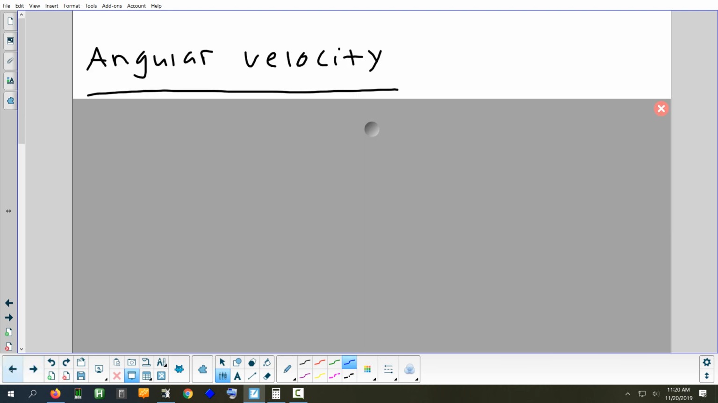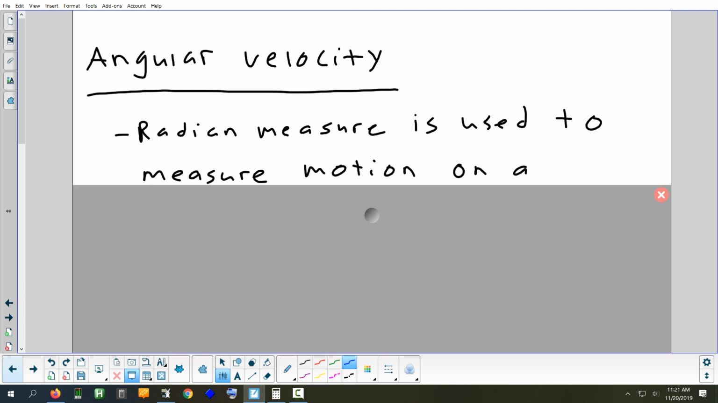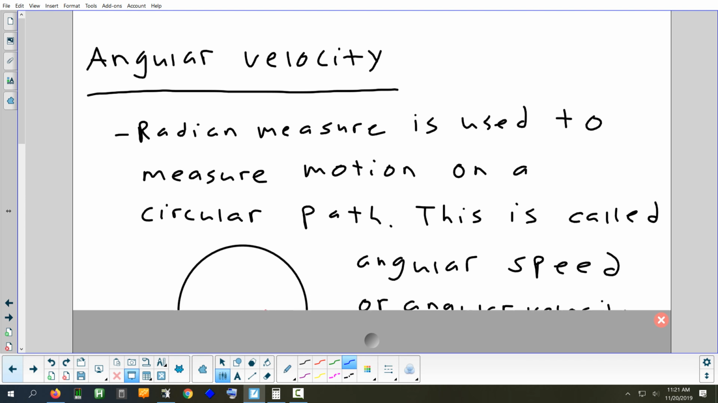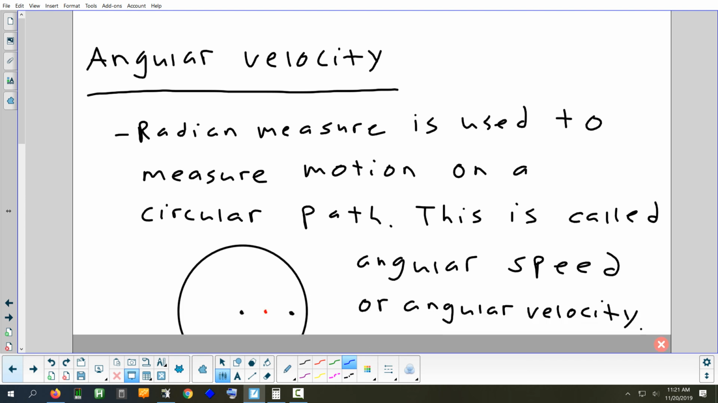Last thing in section 6.1 is what's called angular velocity. Has anybody heard of that before or used it? Probably be a physics thing. Okay. So basically, angular velocity is used to measure the speed of something on a circular path. So it's used to measure the speed of basically something that spins.